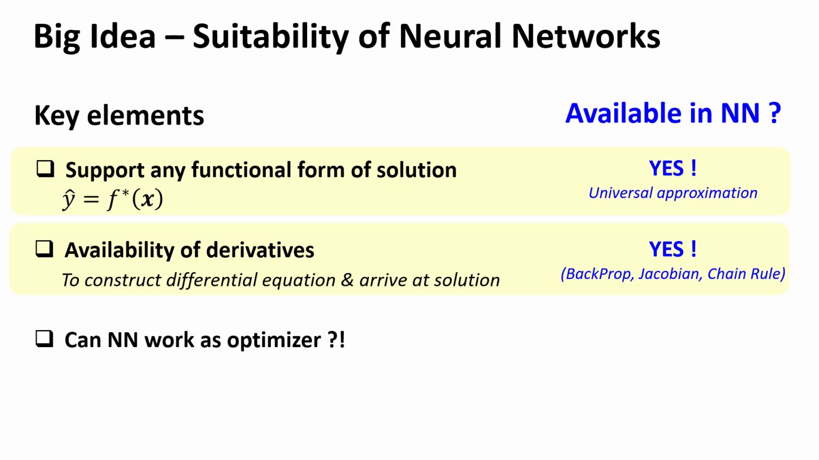Third is a question we have to ask ourselves: can a neural network work as an optimizer, wherein we could train the neural network to actually provide y hat as a solution? And the answer is yes. And what we're going to look at now is how.